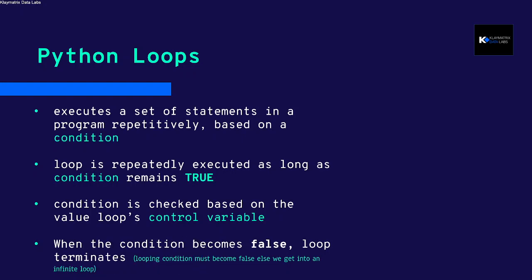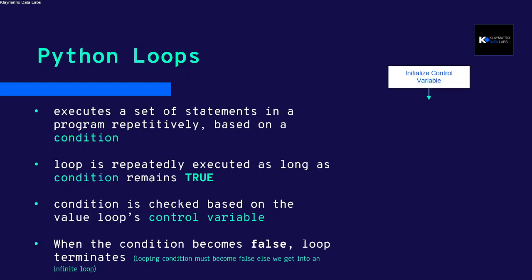We also need to ensure that the looping condition must become false sometime while you're executing the loop. So in due course of time, it should become false. Otherwise, you will be going into an infinite loop, which means you will be perpetually in that loop and your system will hang or the code will hang.